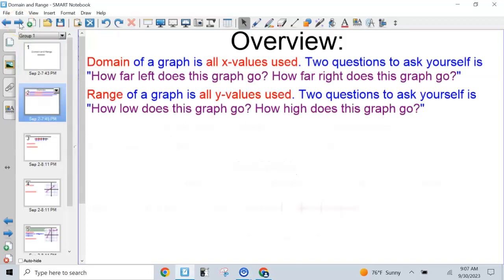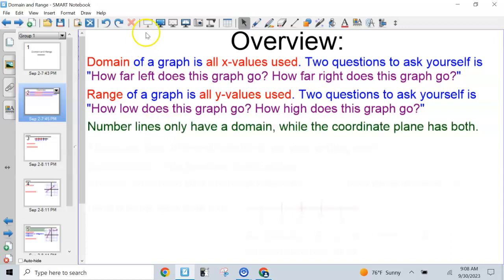So, the domain of a graph is all the x values used. Two questions asked: how far left, how far right does the graph go? Range is all the y values used. Two questions asked: how low to how high. Number lines only have domain, while the coordinate plane has both domain and range.